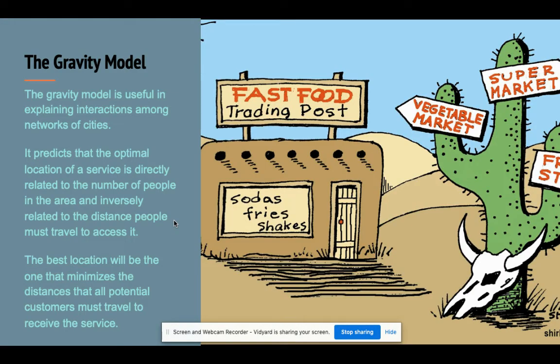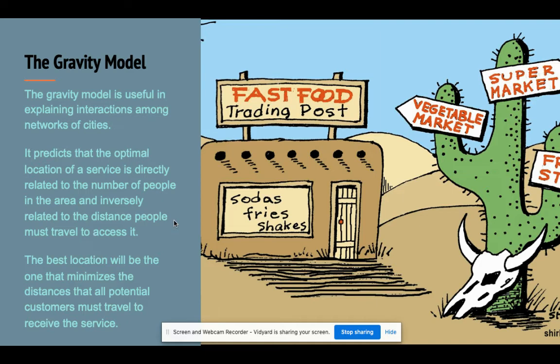Okay, another really important model that geographers use to help explain things is the gravity model. When you think about gravity, you think about the laws of gravity and what goes up must come down and things being attracted to each other. So the gravity model helps to explain the interactions between cities. It helps us to predict the best location for a particular service because that's going to maximize the number of people in that area. Also, that is related to the distance that people are going to be willing to travel.